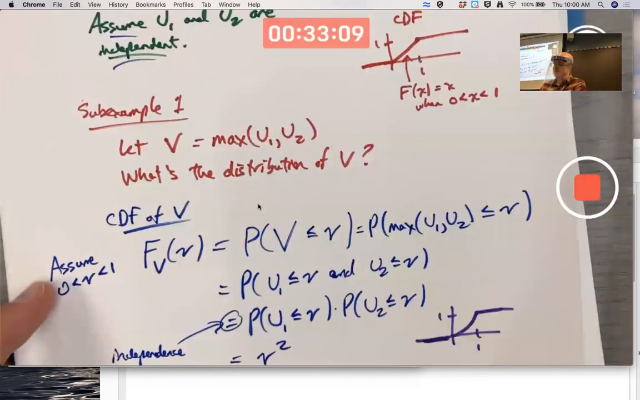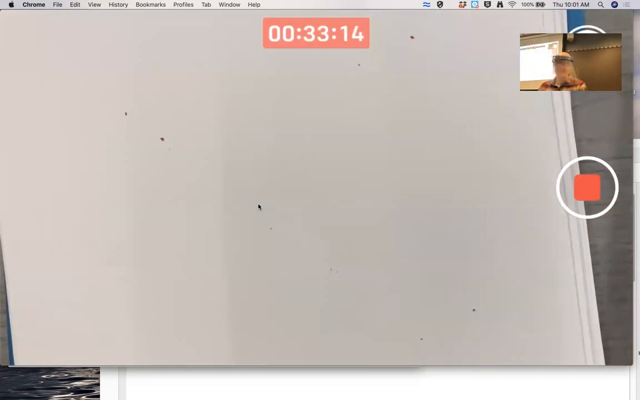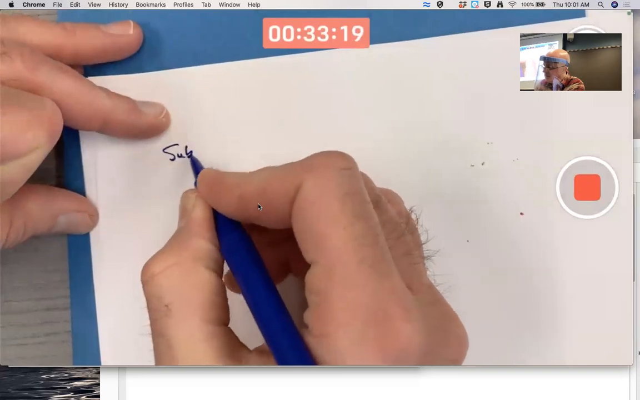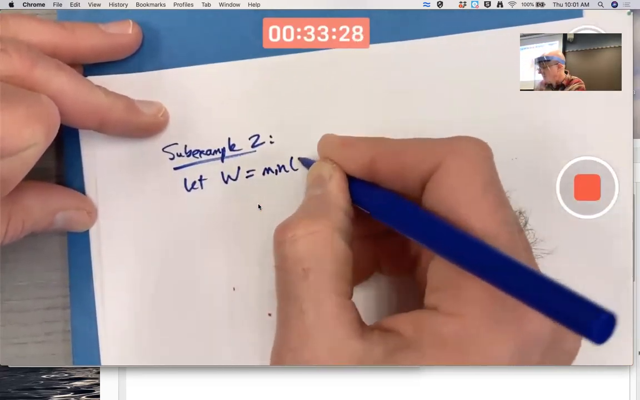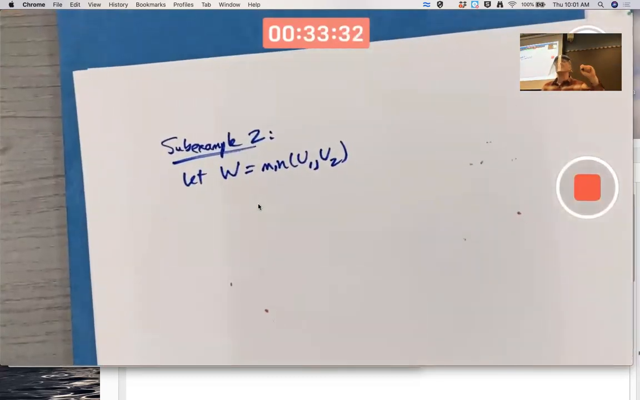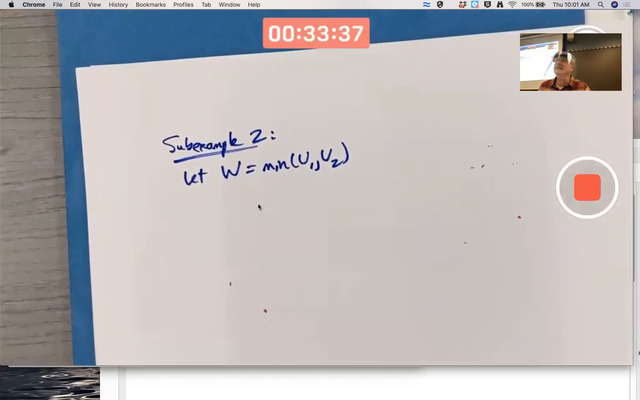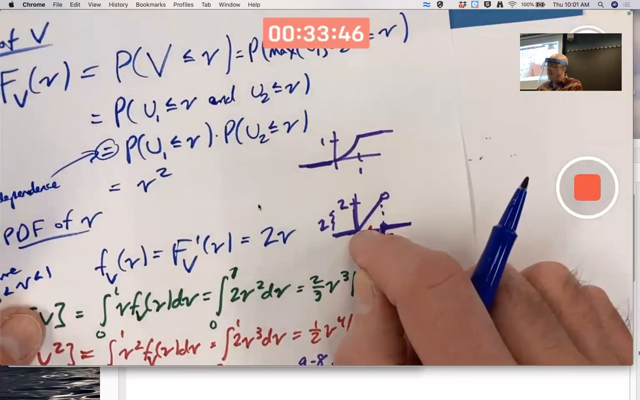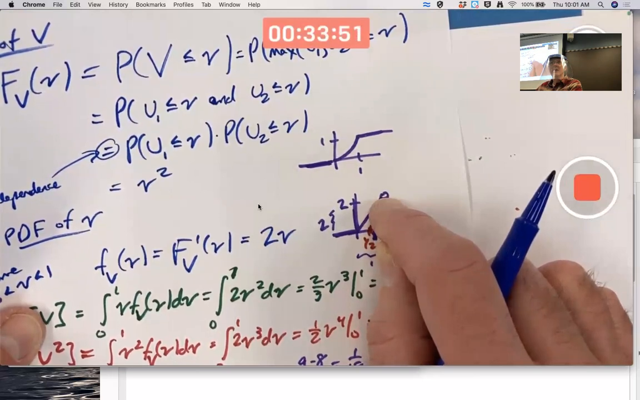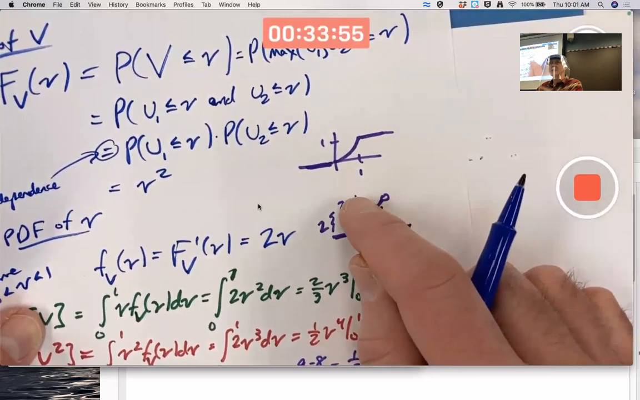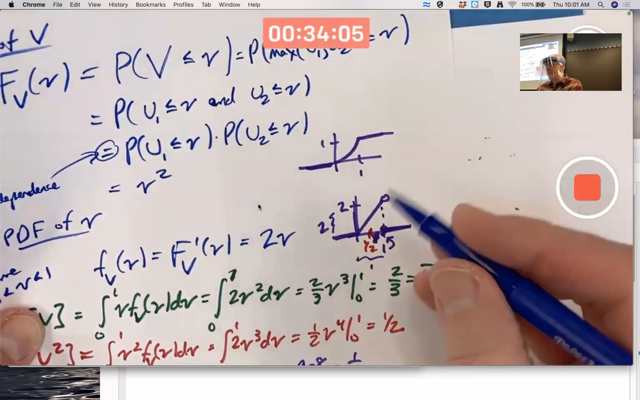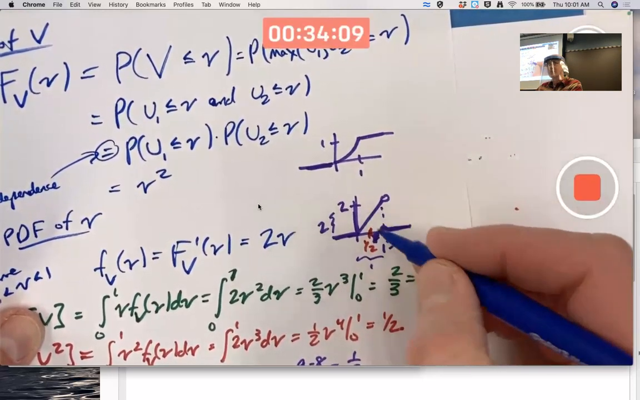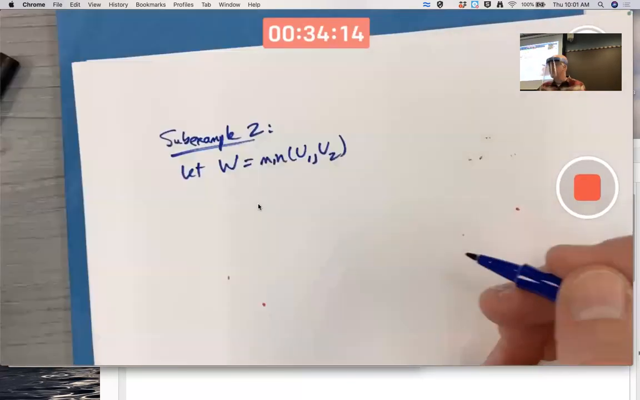Sub-example number 2. How about instead of the maximum, we take the minimum? Let's say W is the minimum of U1 and U2. By symmetry, we should be able to predict the answer. But for the PDF, instead of a line through the origin with a slope of 2, having min value at 0 and max value at 2, probably it's a line with a slope of -2, having a value of 0 at 1. Wouldn't that make sense by symmetry? For the graph of the new PDF here, for the new sub-example to look like this. I'm not going to draw it there, but by symmetry. Let's see if that happens.